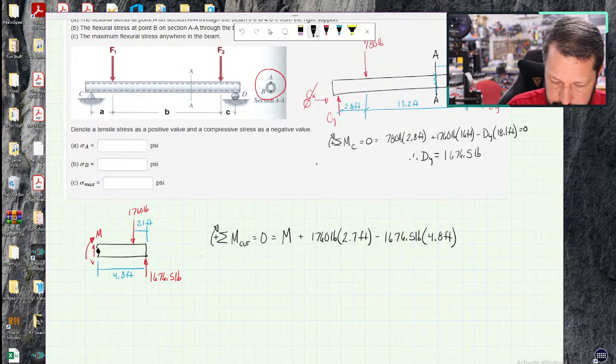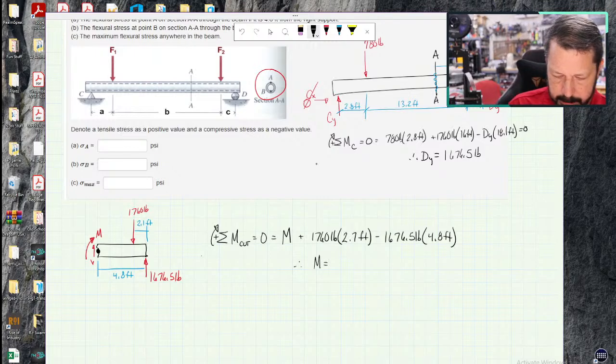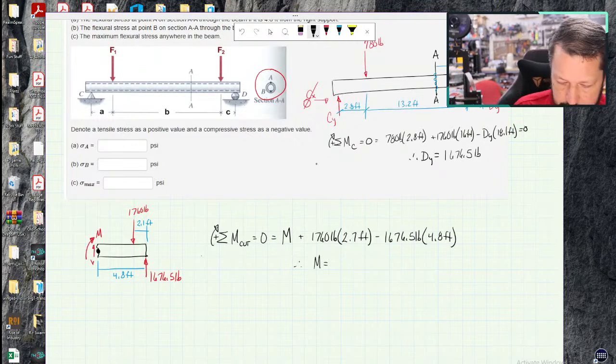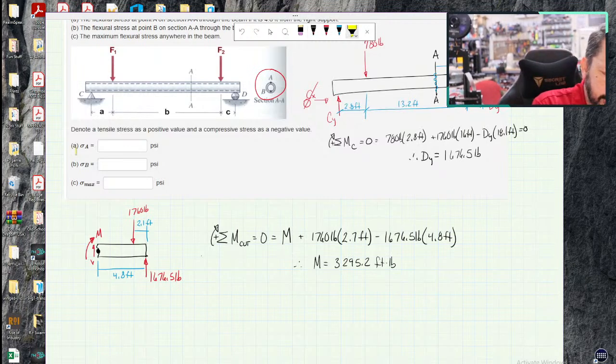And solve for M. So therefore M equals 1760 times 2.7 minus 1676.5 times 4.8. That number is negative, but then I move it to the other side of the equal sign, it becomes positive. 3,295.2. All of my units are foot-pounds. They don't want that though. They want us to find the stress.